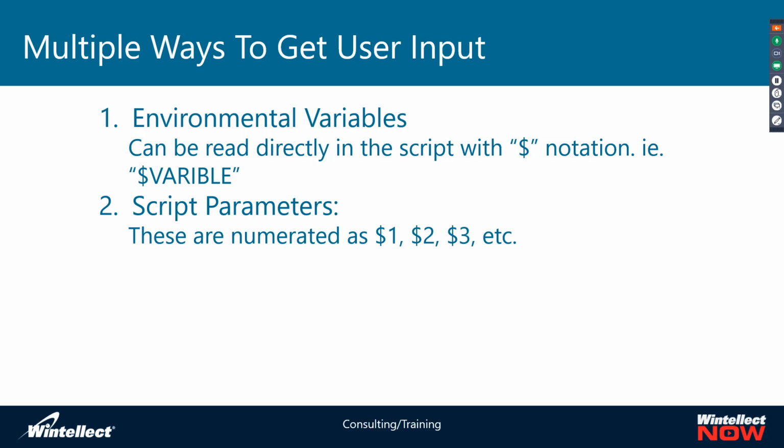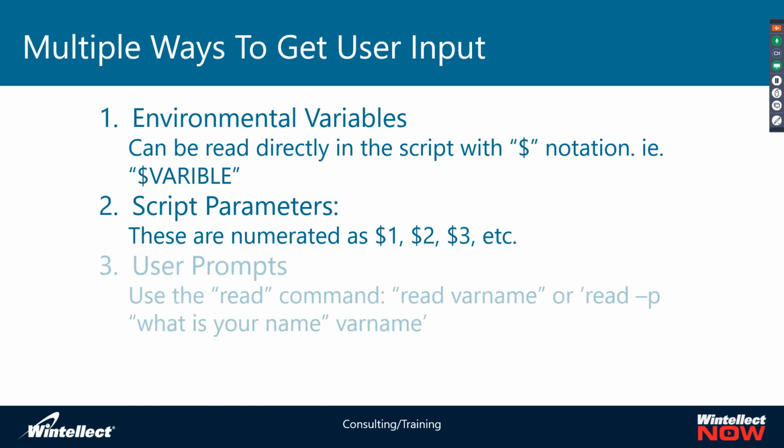The second one is using script parameters. With a script, you can specify the name of the script, and then everything after that, separated by spaces, is passed in as parameters into the script, and they will appear in the order that they are passed in. So $1 would be the first parameter, $2 would be the second, and $3 would be the third, and so on. And you can grab those parameters for the scripts as you execute them. A third way would be to use prompts. There's a command called read, and you can just use read and a variable name, and it will prompt the user for keyboard input for the variable that you're specifying, or you can use read -p and then say the variable name here.